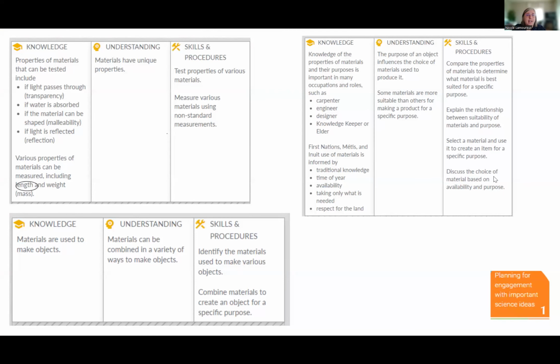Then I looked at the cusps, and I always start with the understanding statement, because those are the pinnacle of where you're working towards with the learning outcome. So, materials have unique properties. That I know, because that's how we get the purpose for them. I zeroed in on the idea that students would probably investigate whether water is absorbed and whether the material can be shaped. Now, the other two say include, so that means the students need to learn all of them.